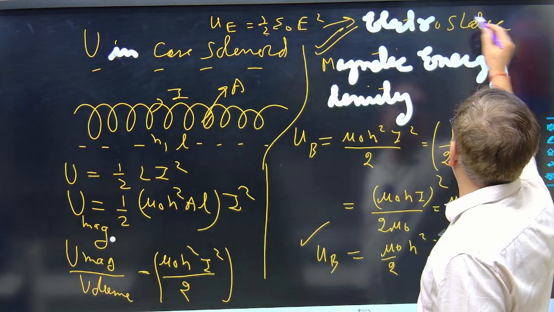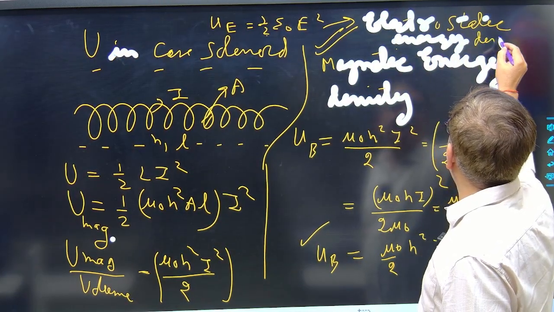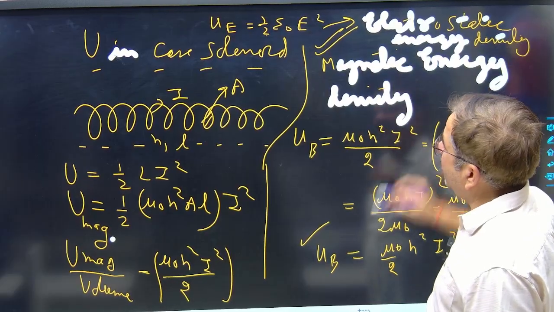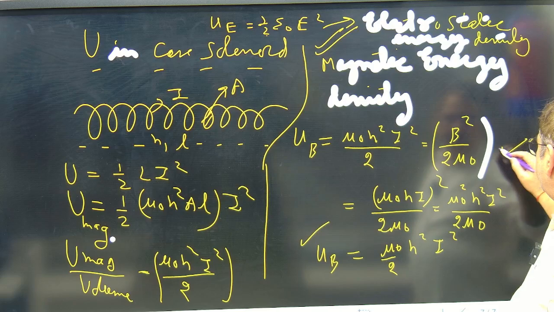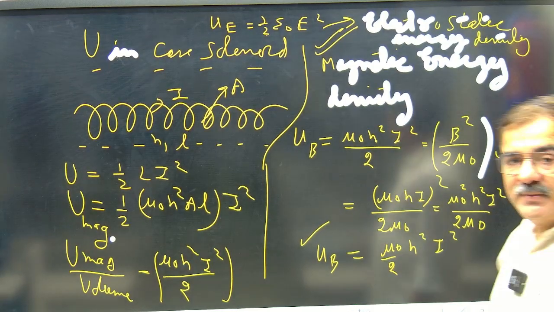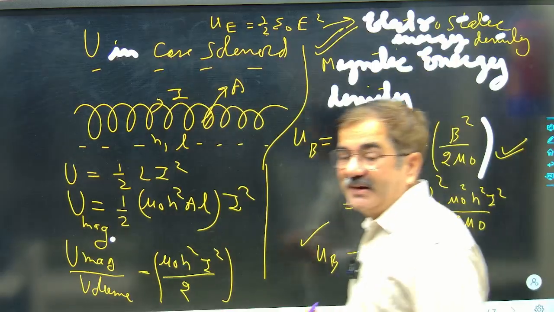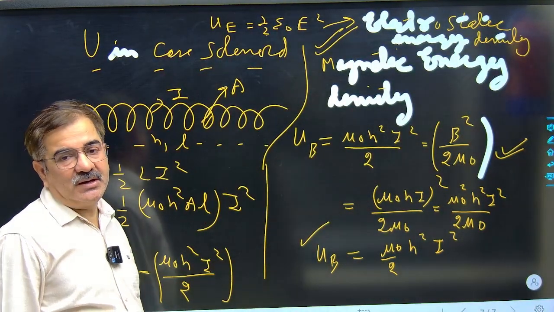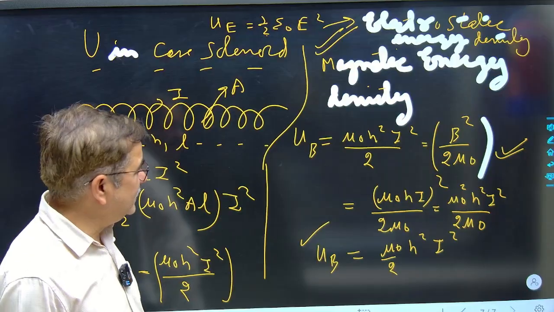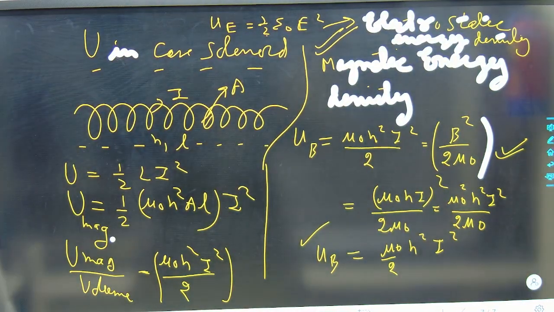Electrostatic energy density was half epsilon E square. And here I am getting B square by 2 mu naught. It's quite important formula, and it is used for finding out the magnetic energy density. And even if you know the magnetic energy density, we can easily find out the total energy associated with the arrangement. All these terms we can see, and we can build the result from it.